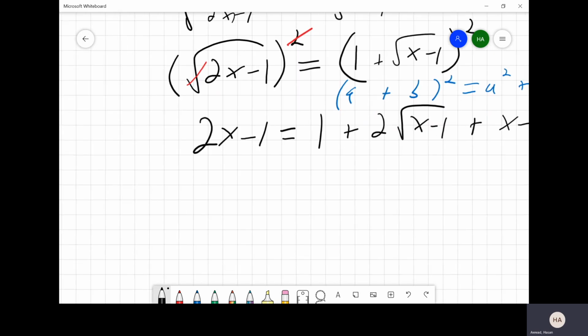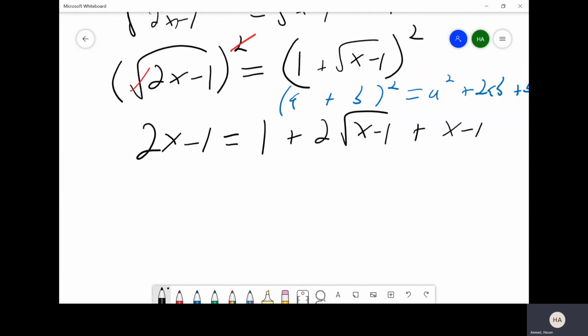Great, let's go ahead and start simplifying and doing some things, right? So we see that we have an x on the right, we have a 2x on the left. I'm just going to subtract an x from both sides. So we're left with an x here minus 1 is equal to, and we can do a little bit more simplification as well, right? We have a 1 and then we have a minus 1 at the end, right? So these are going to cancel as well. So all we're left with is the 2 times square root of x minus 1 on the right-hand side.